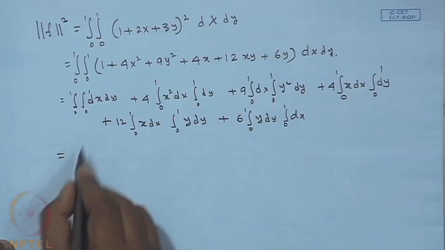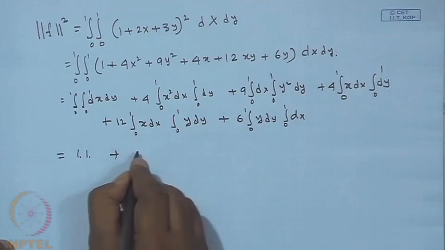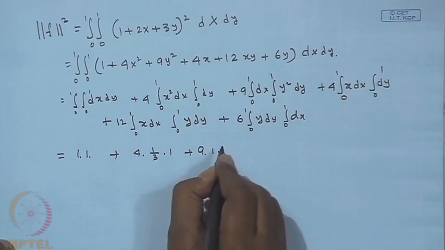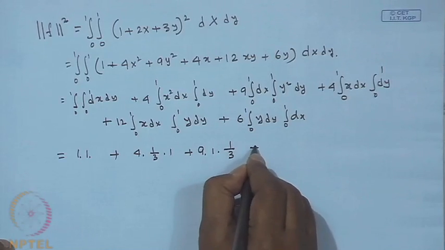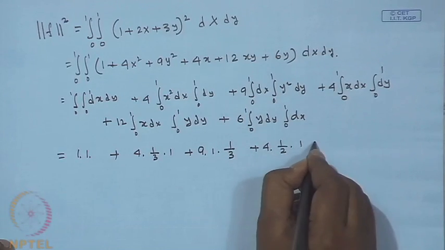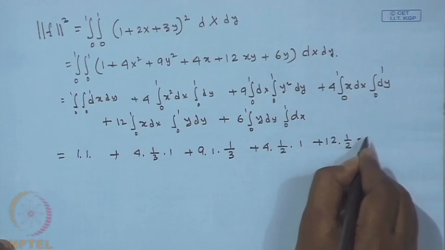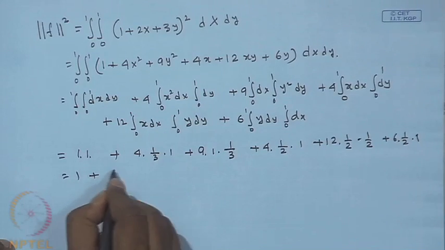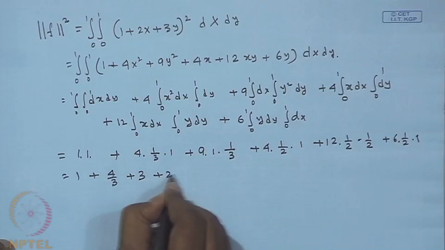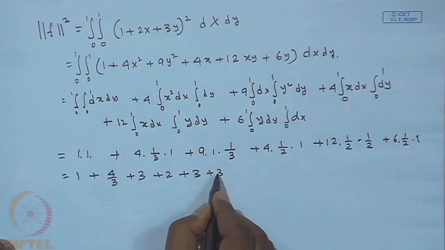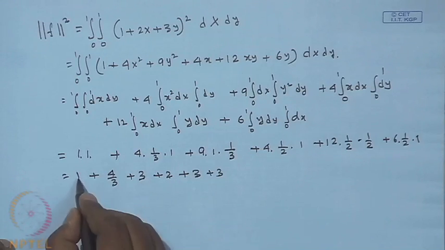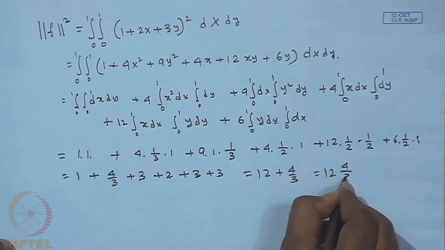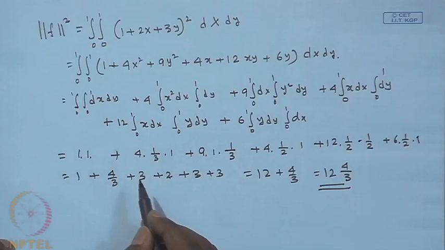So, the first integral will be 1 multiplied by 1, the second integral will be 4 times 1 upon 3 multiplied by 1, then 9 into 1 into 1 upon 3, plus 4 into 1 upon 2 into 1, plus 12 into 1 upon 2 into 1 upon 2, plus 6 into 1 upon 2 multiplied by 1. So, you will be getting 1 plus 4 by 3 plus 3 plus 2 plus 3 plus 3, which gives 12 plus 4 by 3. So, this is the norm square of the continuous function f.